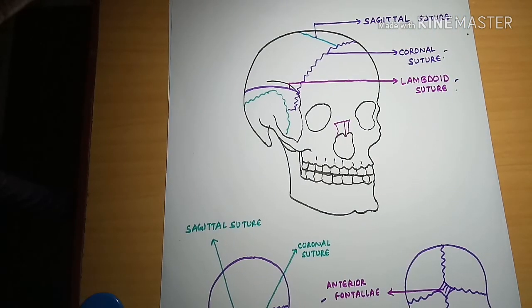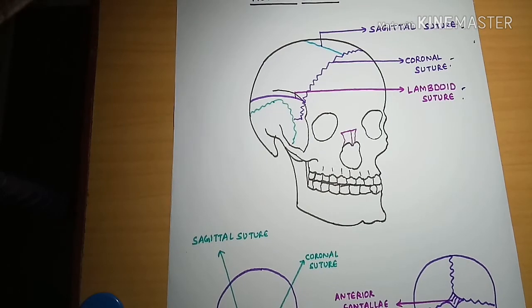So at last, in the skull we have almost 22 types of skull bones and 3 types of sutures. The 22 skull bones are divided into the cranial bones, which are 8 in number, and the facial bones, which are 14 in number. There are 3 types of sutures dividing the skull: the sagittal suture, which divides the skull into right and left parts, the coronal suture, which divides the skull into anterior and posterior or front and back parts, and the lambdoid suture. So this is all about the skull.